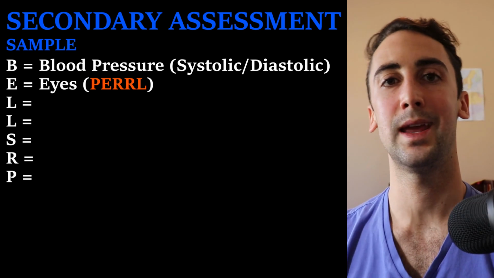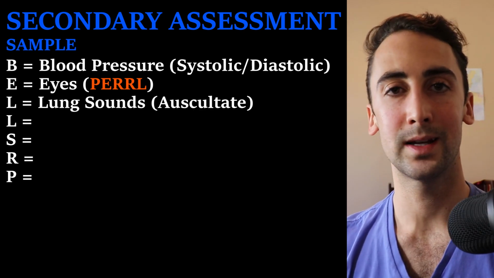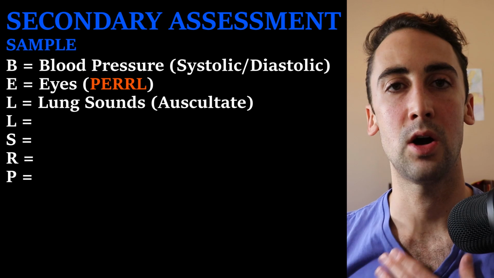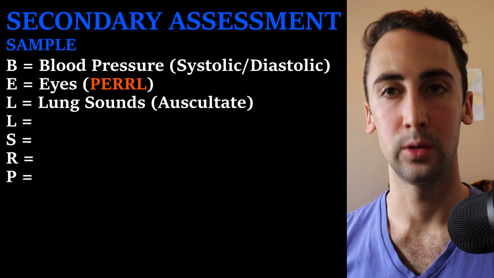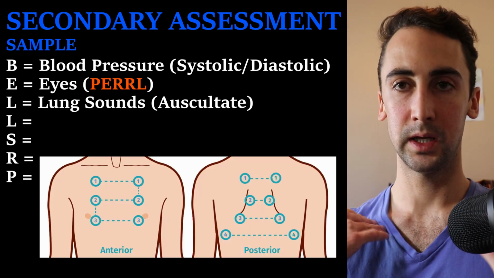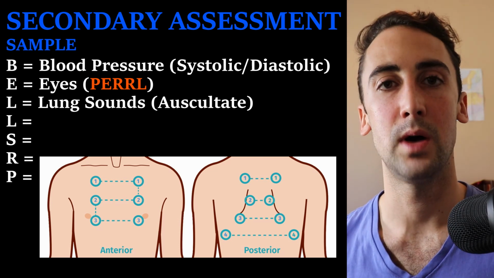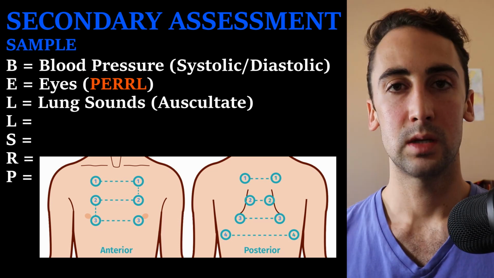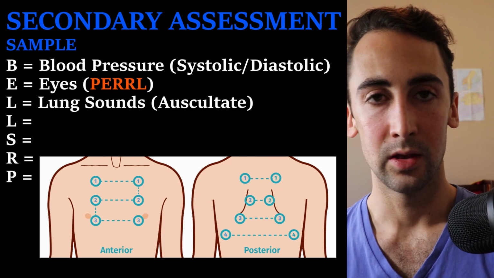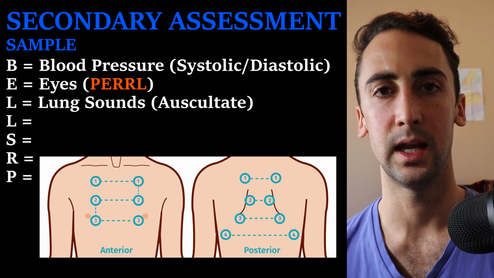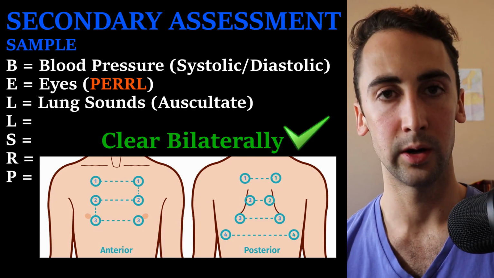The first L in BELLSRP is going to be lung sounds. This is where we're going to be actually auscultating, is what we call it, or listening to the lung sounds. We're typically going to check a couple spots on the body and on the back as well, just to make sure that there's no wheezing or any other signs of difficulty breathing in their lungs. We want them to be clear bilaterally.